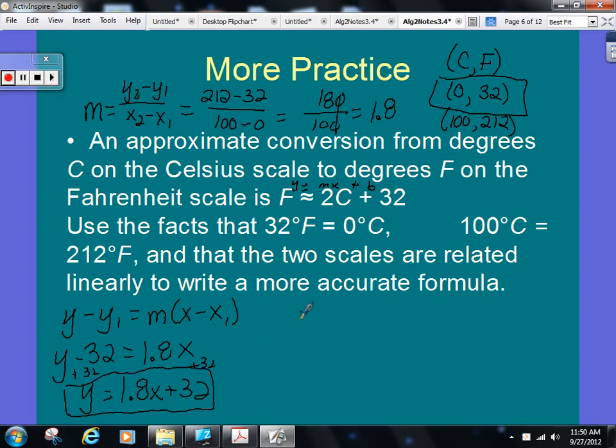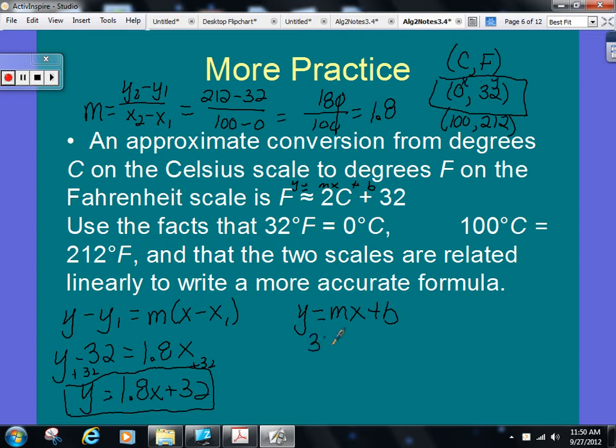I do want to show you real quick how I could use y equals mx plus b to figure this out. It would have started the same way. You would have plugged in the 1.8 and then you pick your favorite point. Again, I probably would have picked this one, and you plug this then in for x and y.